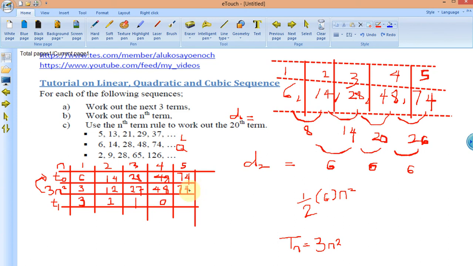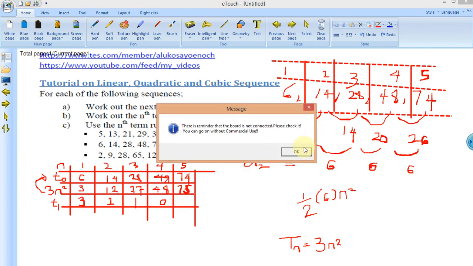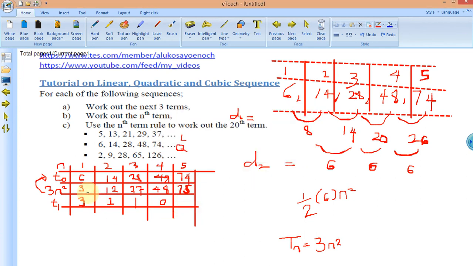What's going on here? When n is 5, 5 squared is 25. So 25 times 3, I must be sleeping there. This is actually 75. Sorry about that. So 75 minus 74. Actually, to take away, it's up minus down. So t naught is up minus down: 6 minus 3, 14 minus 12, and so on. So this is minus 1.